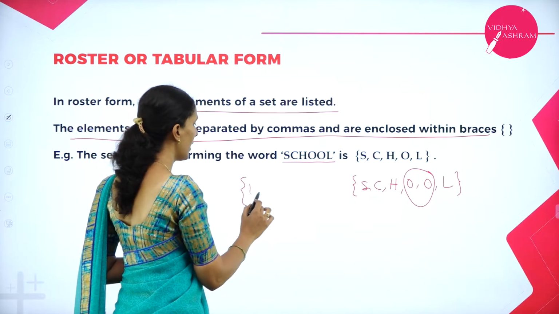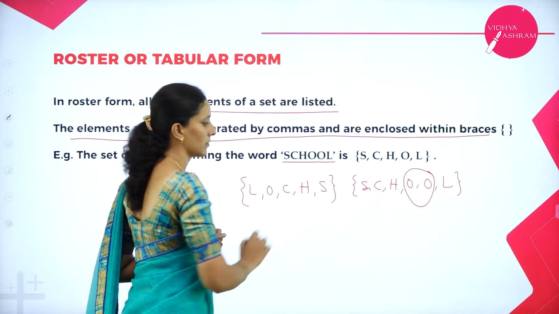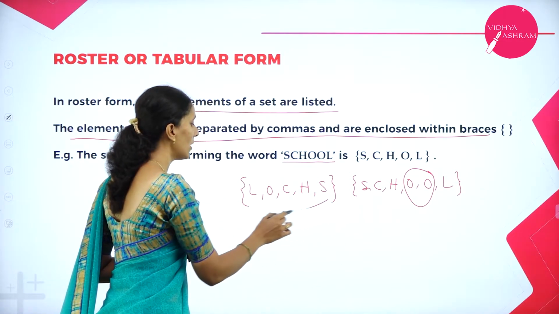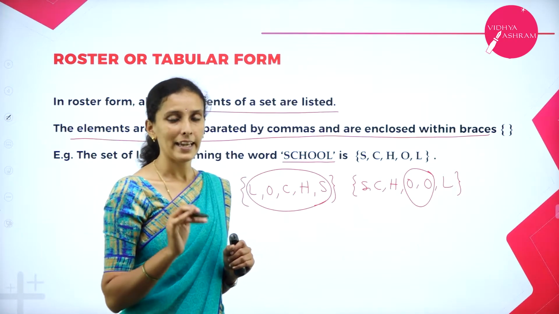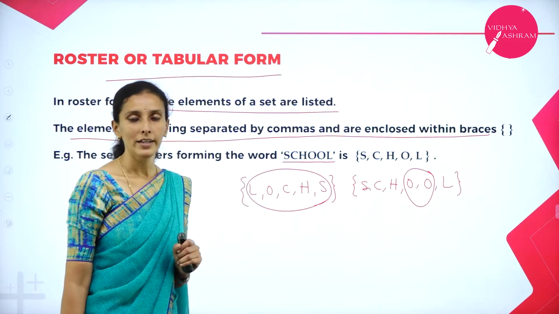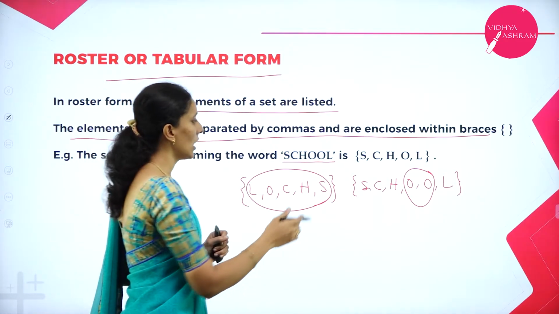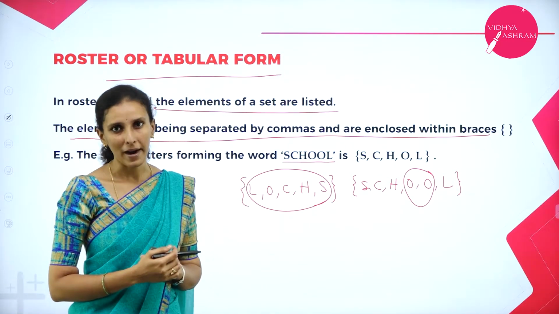For example, L, O, C, H, S. So here we have listed all the letters. Listing the elements inside the flower braces is the roster method or tabular method. Here, the repetition of letters is not allowed. Well, the order doesn't matter here.